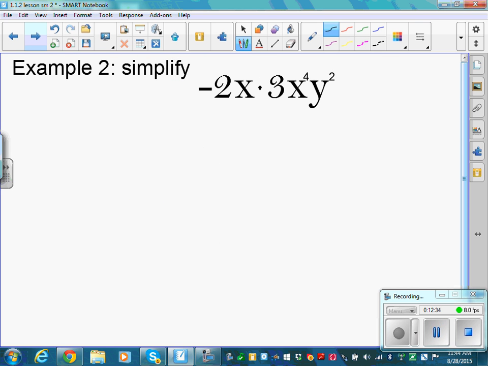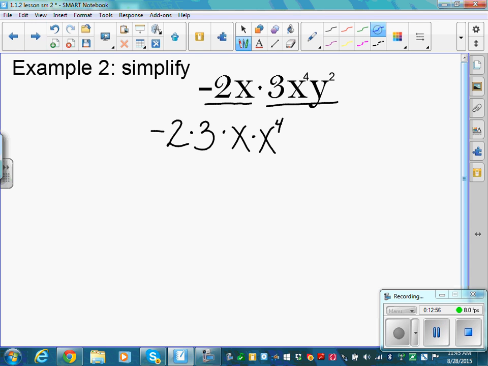Let's do another one. Negative 2x times 3x to the fourth y squared. Now once again, the negative 2 and x aren't connected, and the 3 is not connected to the x to the fourth, and it's not connected to y squared. So we can reorder this in any order. So we have negative 2 times 3. I'm putting my numbers by each other. I'm going to put my x's by each other. So I have x times x to the fourth.